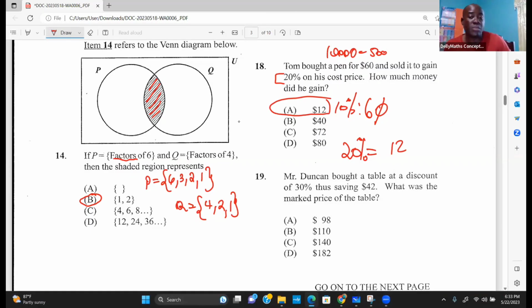Appreciate the 10%. Trust me, you're going to use it a lot. Because look at this, they're asking about 30% now. 30% is still related to 10 because it's 3 times 10. Things like those. Let us see.